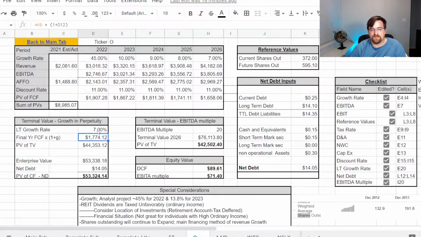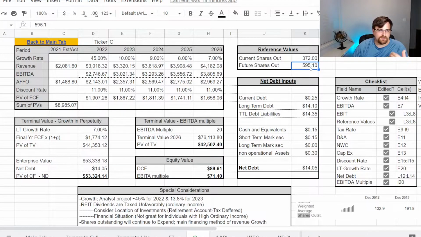This is, I think, a pretty good number. While it is high compared to some of the other companies I do valuations on, looking at their past growth record and what I think their capability of growth is, I think that is definitely sustainable for the next 10 to 15 years. On the current shares outstanding, I have them at 372, increasing to 595.